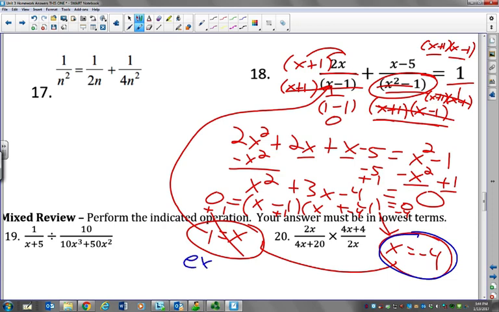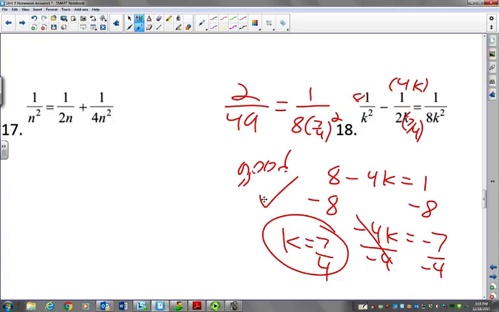Or if you want to call it the extraneous solution, that's the proper term for it, because we found a solution, but it's extraneous because the exclusion is x can't equal 1. So extraneous solution there. And there we go. Hopefully you enjoyed.